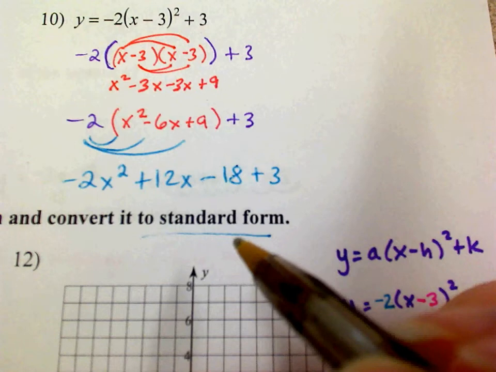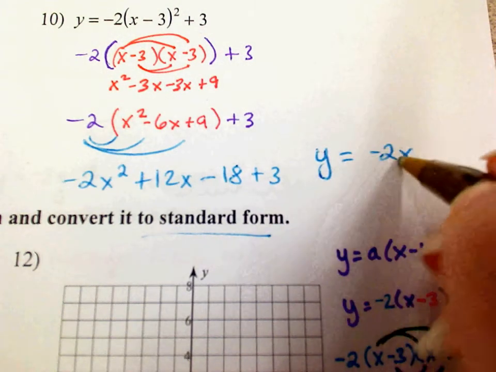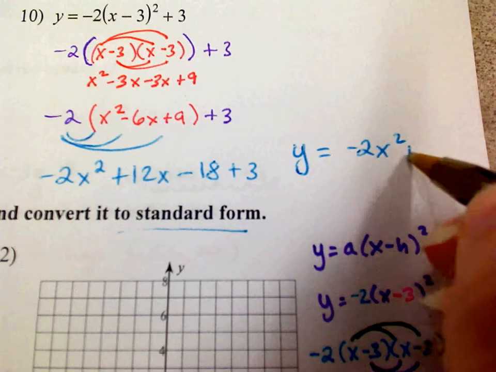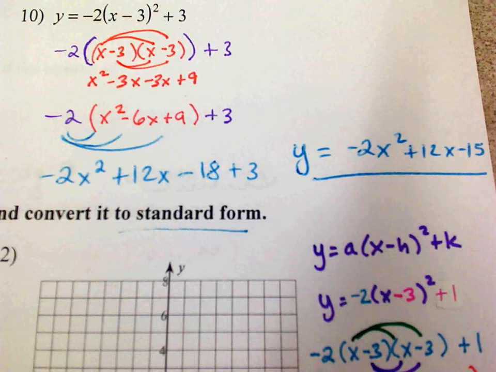Y equals negative 2x squared plus 12x minus 15. Okay. No, because you were talking. Okay. Yep.